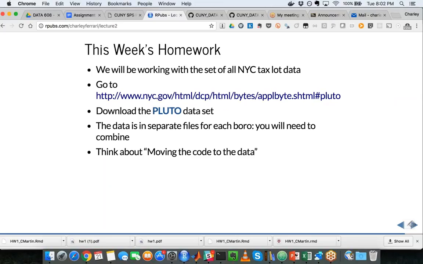And for this week's homework, it's similar in format to last week's, where you're given a data set and you're asked to answer a couple of questions about them. So the goal of this week's homework is to deal with a larger data set and to go through it.